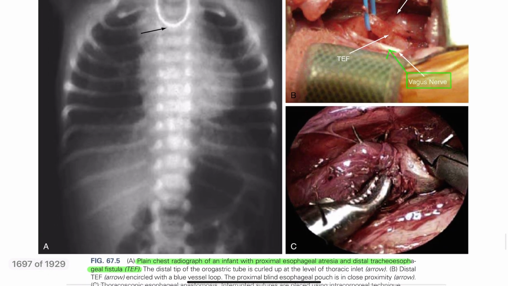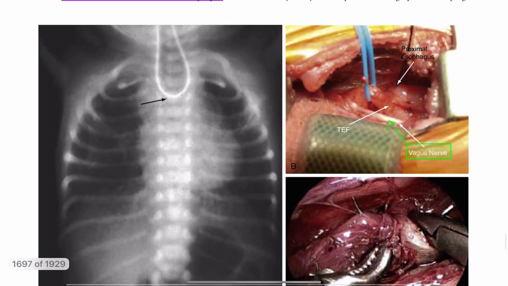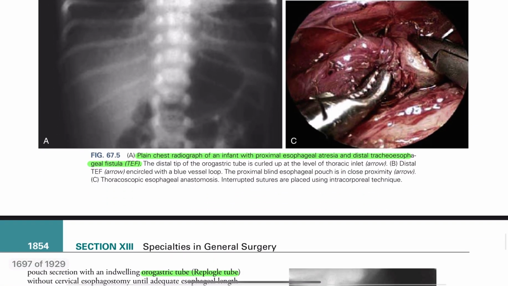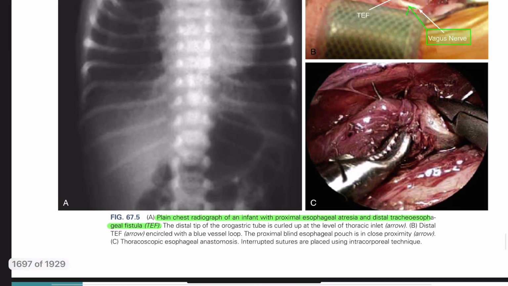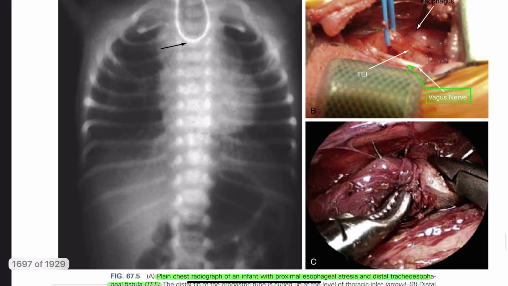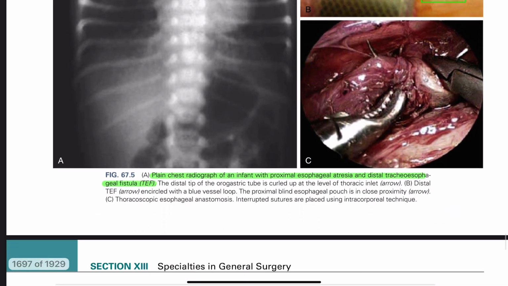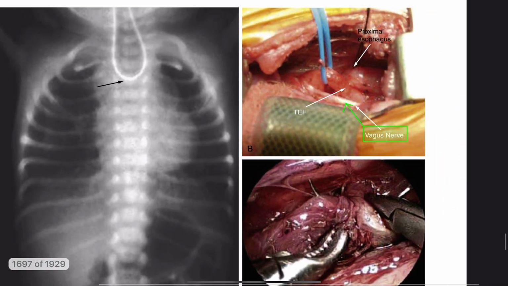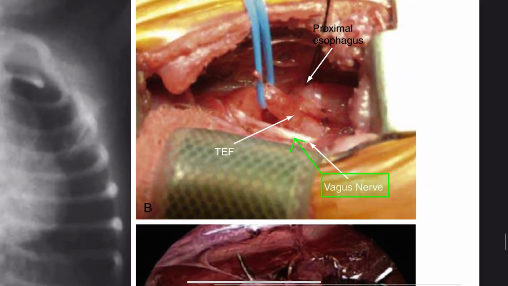So this picture shows proximal esophageal atresia and distal tracheoesophageal fistula. In this photograph they may ask what this structure is. So this is the vagus nerve.